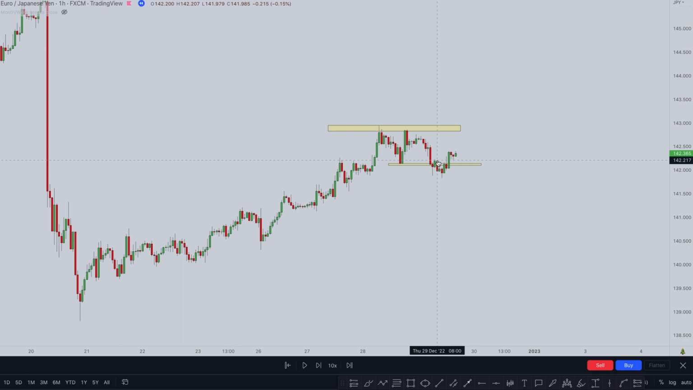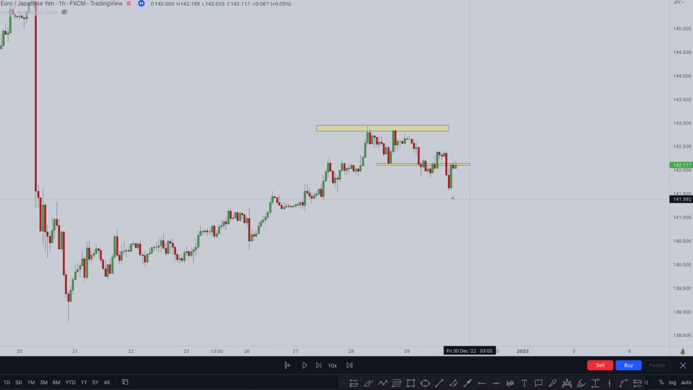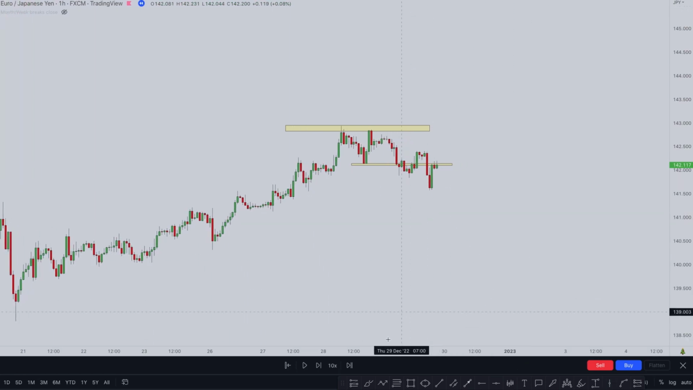So right here, I saw this break. This was just a pullback, right? And then we came down to break it finally, right? And then also pulled back. So when we pulled back, I was just waiting for any candlestick confirmation at that level.